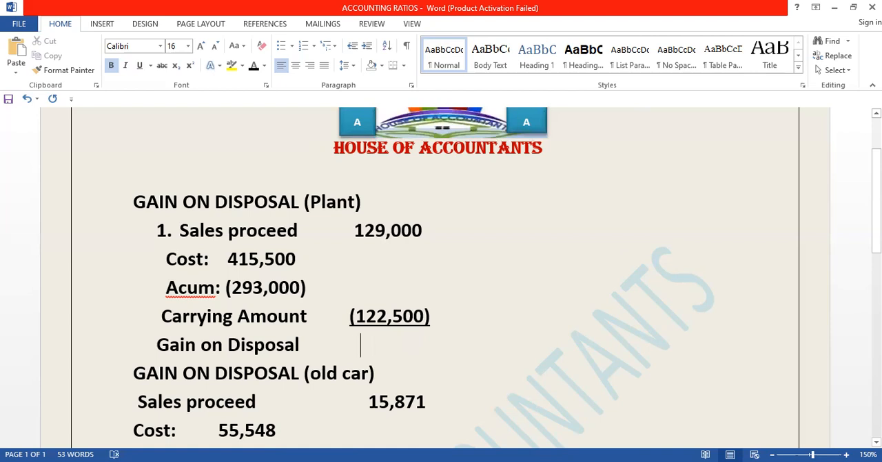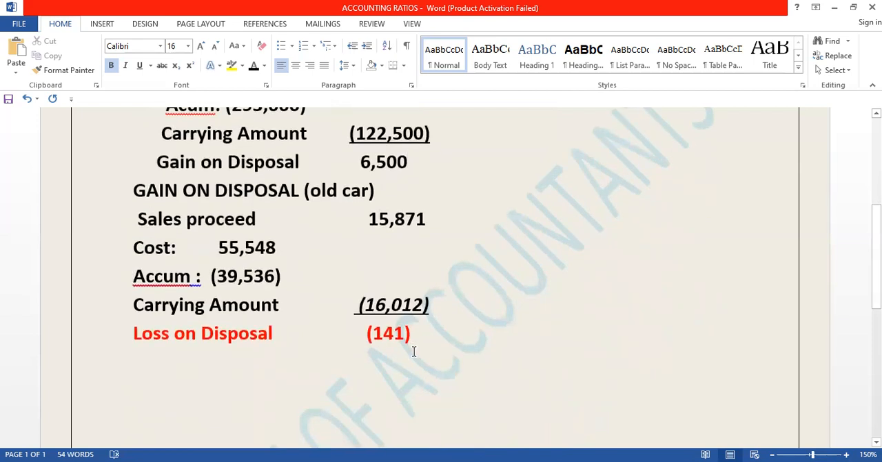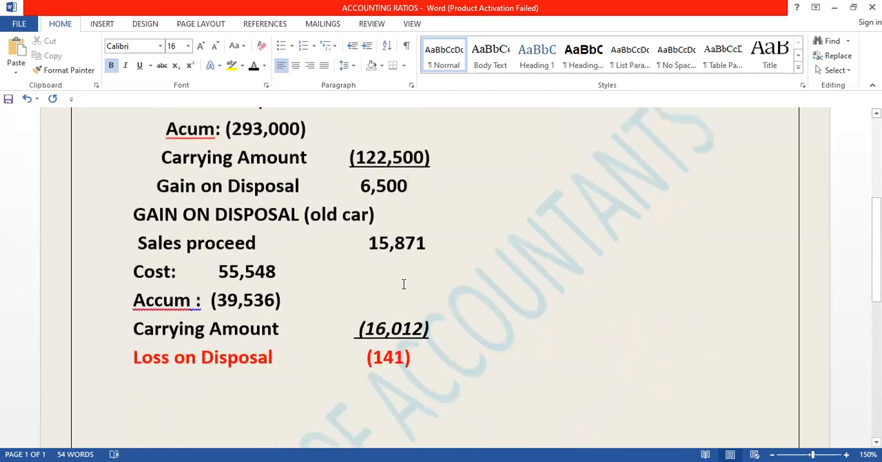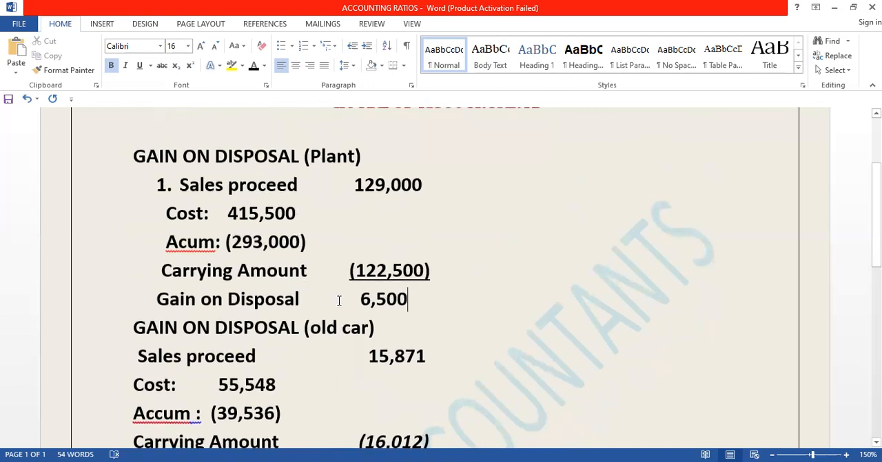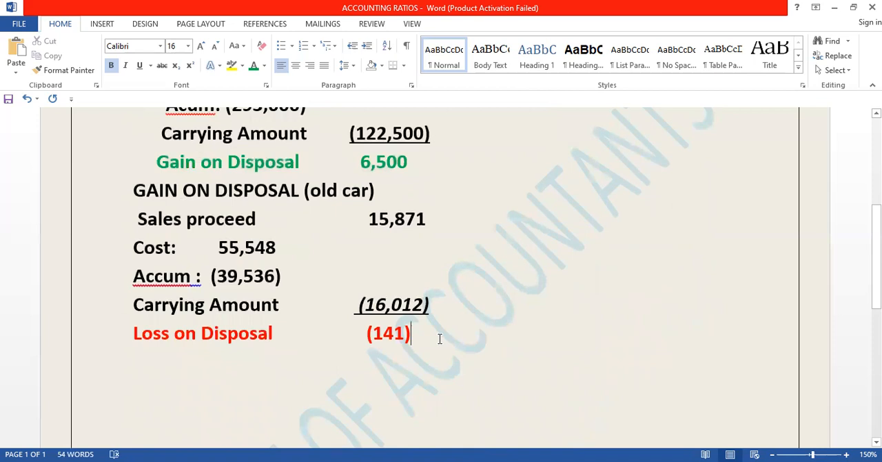65, right? Is there any question with that? Nope. That's what they ask you to do to get the gain or loss on disposal. The first one we calculated was gain on disposal. Meanwhile, the second one was loss on disposal. Are we good to go? Yes. Okay, so that's the end of that question 1.